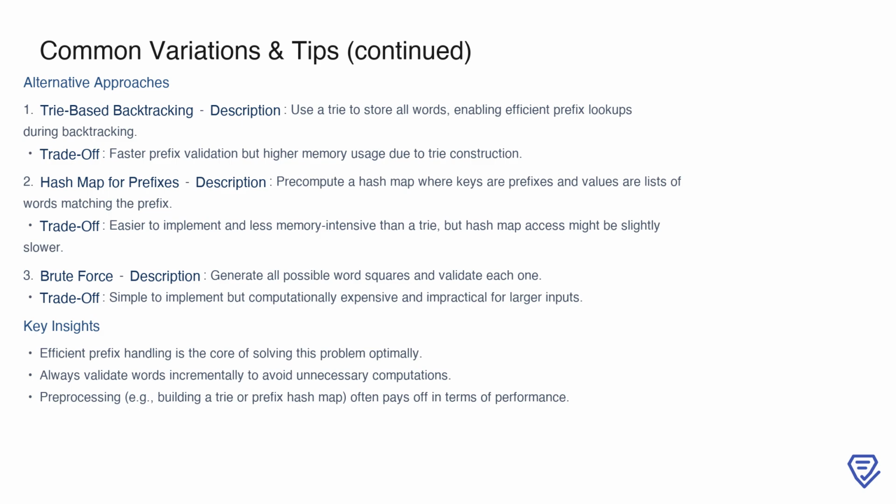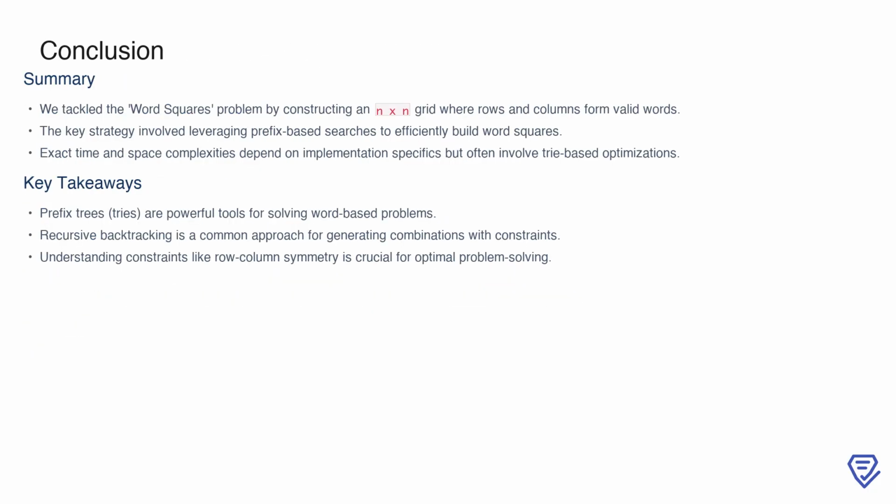The key takeaway is that efficient prefix handling is central to solving this problem optimally. Always validate words incrementally to save computation, and remember that pre-processing, whether via a tree or a hash map, can significantly improve performance. Great job! We've successfully solved the word squares problem. Today, we learned how to use prefix-based searches and recursive backtracking to handle word constraints efficiently. Remember to practice using tries for similar problems.